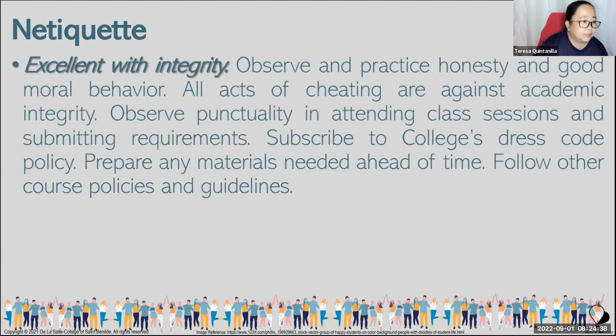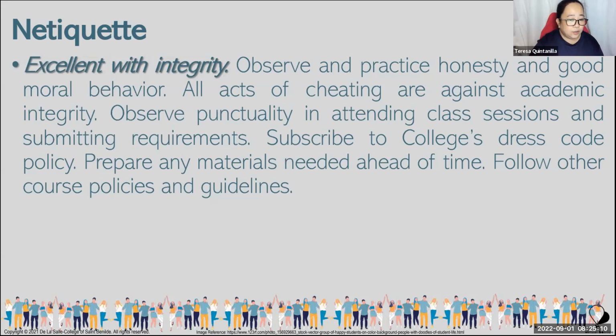Then excellent integrity: observe and practice honesty and good moral behavior. So you have to avoid cheating, and you also have to respect each one of your classmates. Observe punctuality in attending class so that we are not going to wait, let's say, 5 or 10 minutes for others to come in or log in.